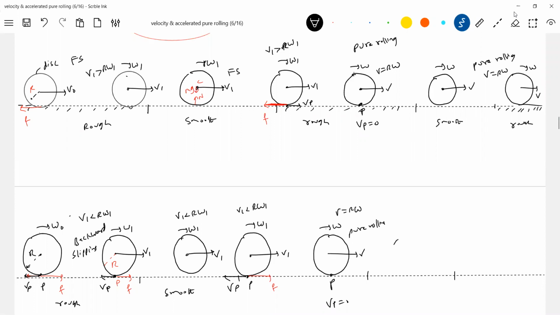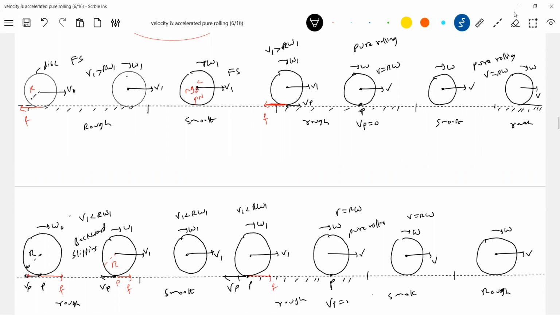What will happen in the smooth surface? This is rough. If it enters the smooth surface with pure rolling, it will retain that pure rolling. With pure rolling, again it enters the rough surface. It will retain that pure rolling. What is the conclusion? I think you have everything in front of you now. If a rigid body enters the smooth surface in some state, it will retain that state.